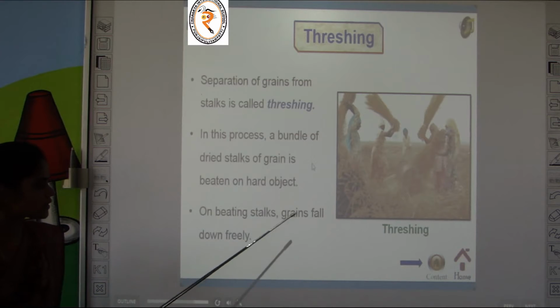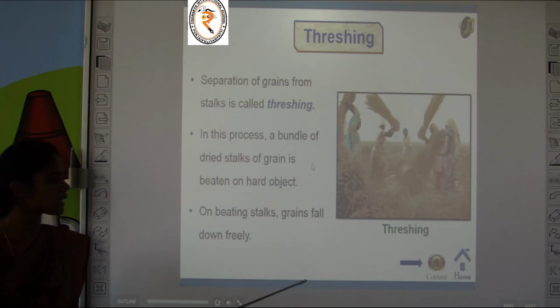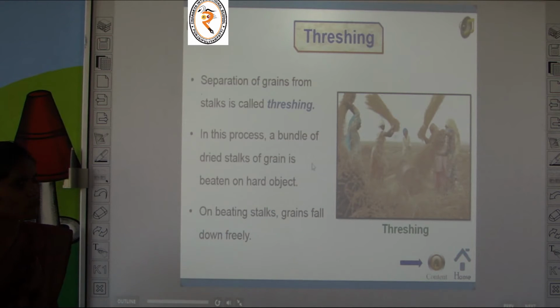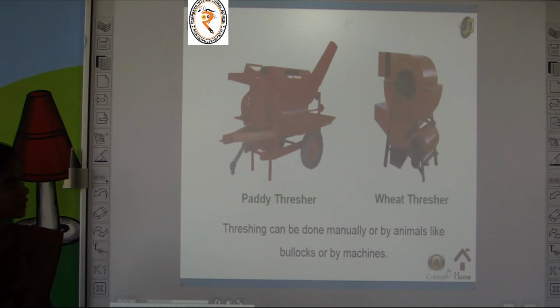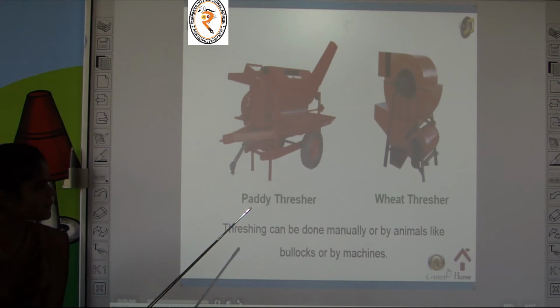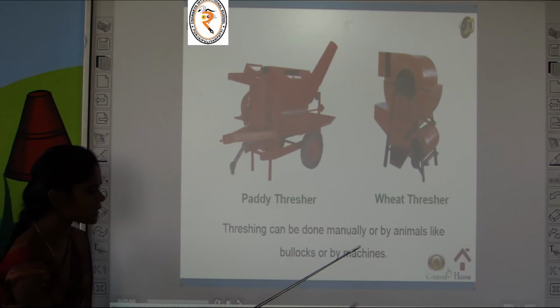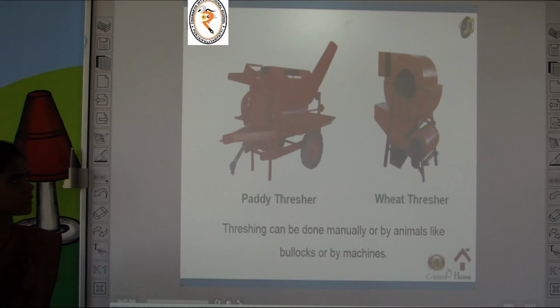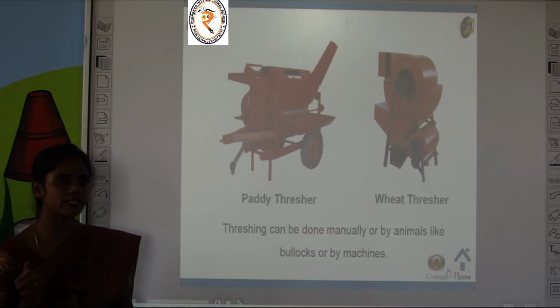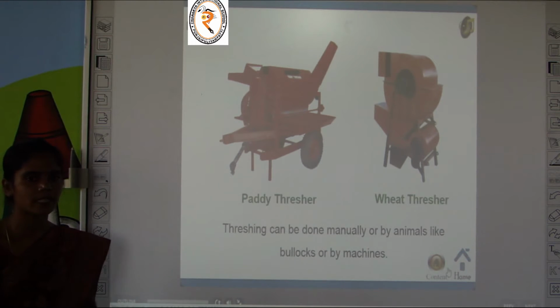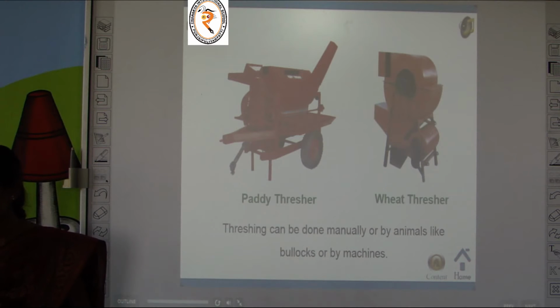On beating the stalks, grains fall down freely. So from this method, they can get the grains. So this process is called threshing. The machines used for threshing are the paddy thresher and wheat thresher. So threshing can be done manually or by animals like bullocks or by machines. So they can easily separate the grains. In the threshing process, they take the grains and beat them on a heavier object. So from that the grains can be separated. So this process is known as threshing.